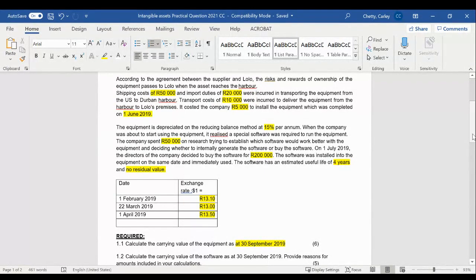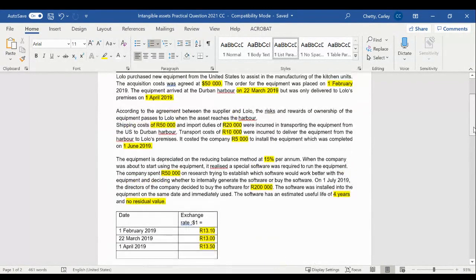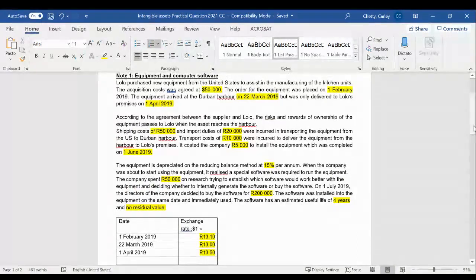Because we are a company based in South Africa and that is our reporting currency, we need to translate this amount to rands. Now the question I have: they've given us different exchange rates on different dates. So which date are we going to use to convert the 50,000 US dollars into rands?